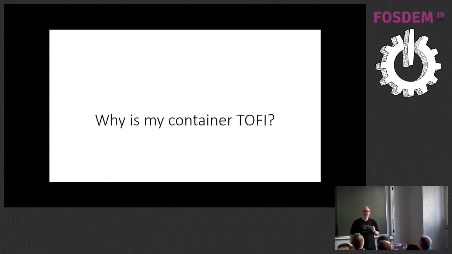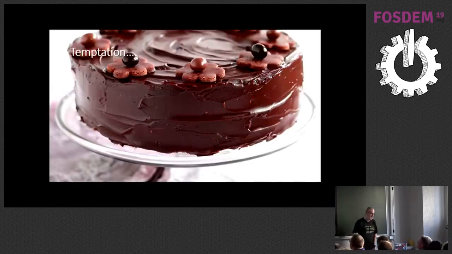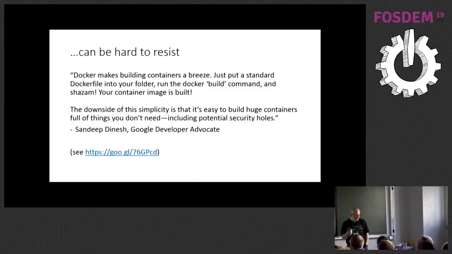So why is my container toffee? Why does my container look thin on the outside but it's fat on the inside? The answer is that temptation can be very hard to resist. And I think this is a really good quote. It's basically pointing out that Docker makes it too damned easy for you to build containers in a way. It makes it too easy. You just grab an image, put it together, and it's really easy to create a big container full of things that you didn't necessarily want, which can include security holes and things like that.